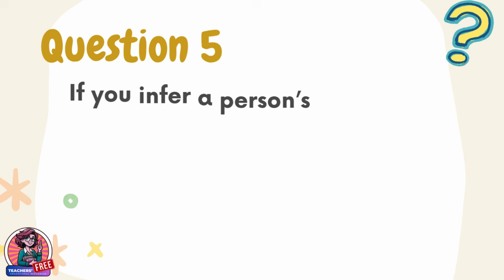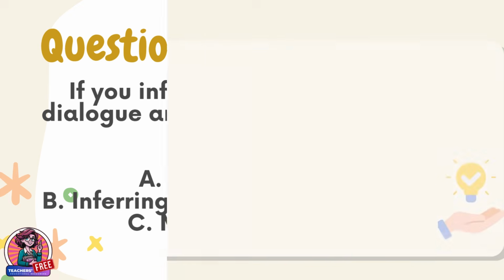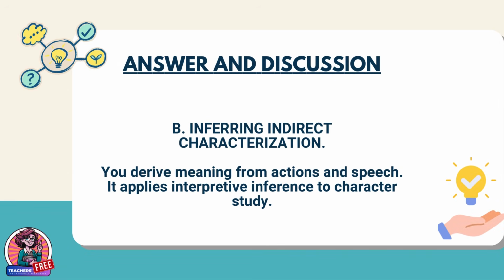Question 5. If you infer a person's traits from dialogue and behavior, what process are you using? A. Analyzing setting. B. Inferring indirect characterization. C. Memorizing details. Answer. B. Inferring indirect characterization. You derive meaning from actions and speech. It applies interpretive inference to character study.